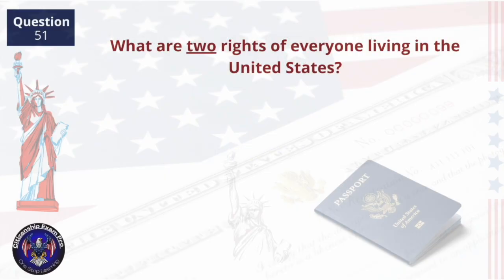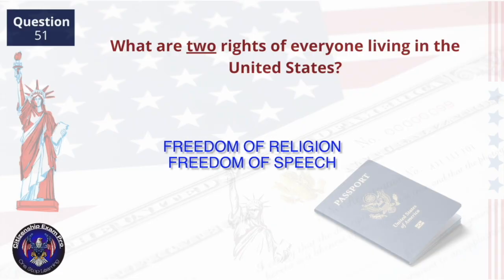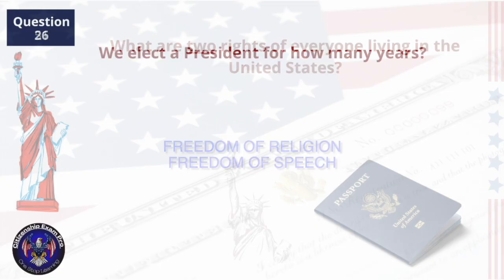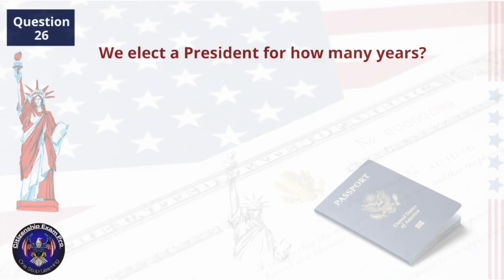What are two rights of everyone living in the United States? Freedom of religion, freedom of speech. We elect a president for how many years? 4.